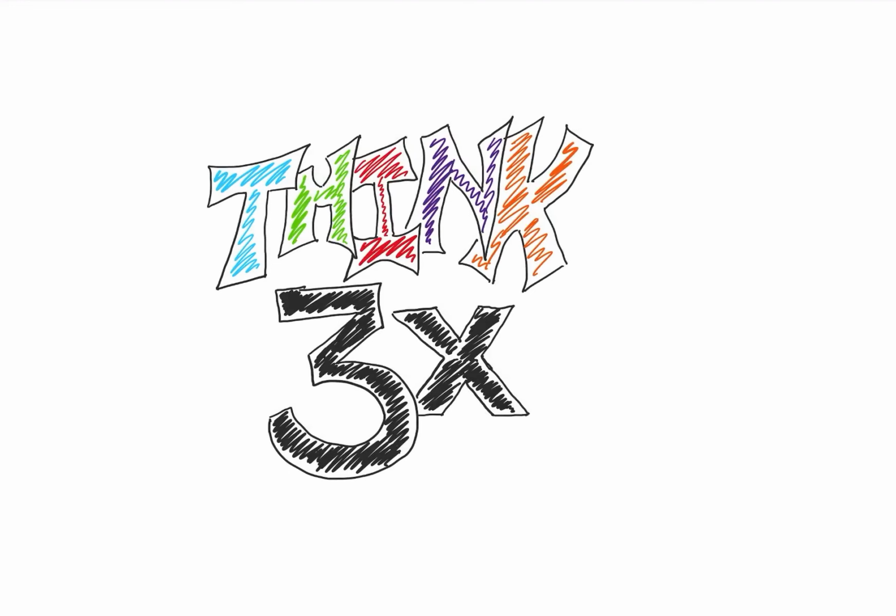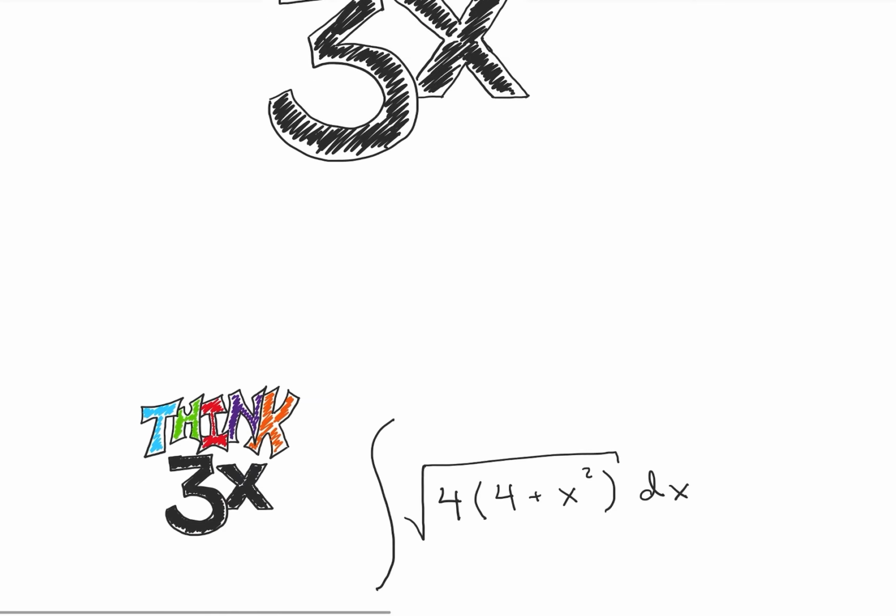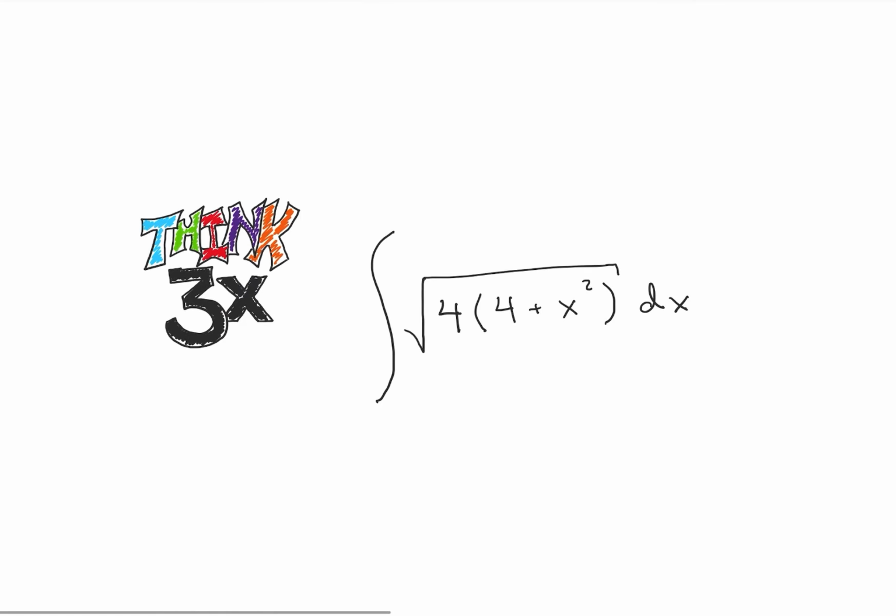Today we're going to be solving a fun integral. So let's take a look at this one. We have the integral of the square root of 4 times 4 plus x squared, all underneath the radical. And this one initially looks pretty easy, but it's going to end up being a little bit tricky. If you'd like to solve this on your own, go ahead and try it out. Otherwise, we'll go ahead and work through it.